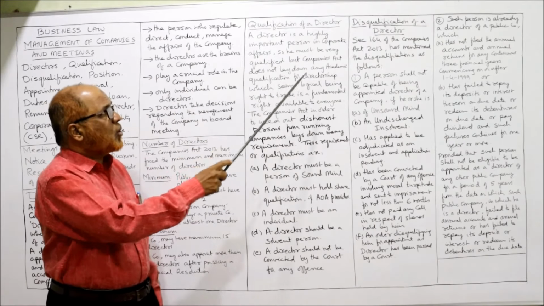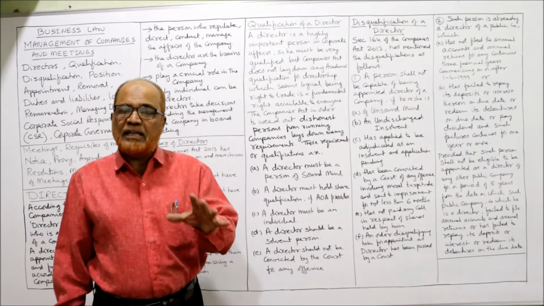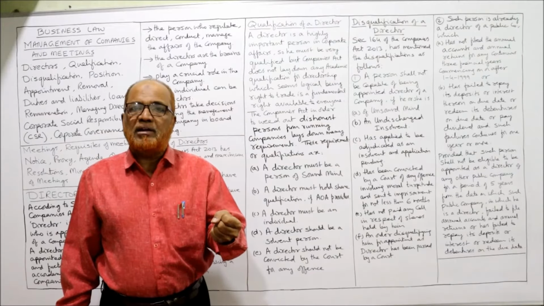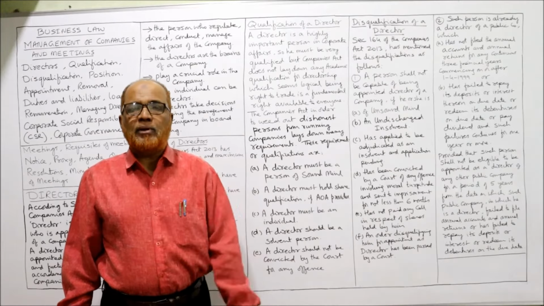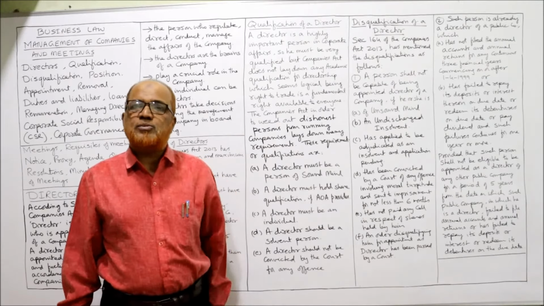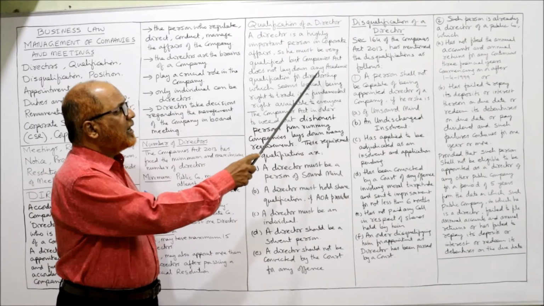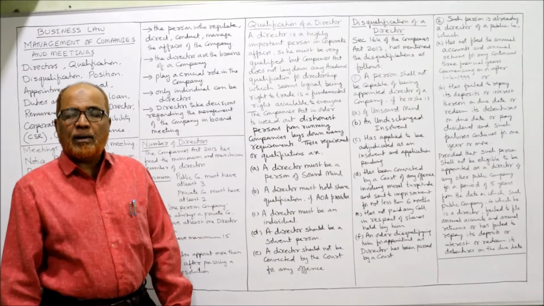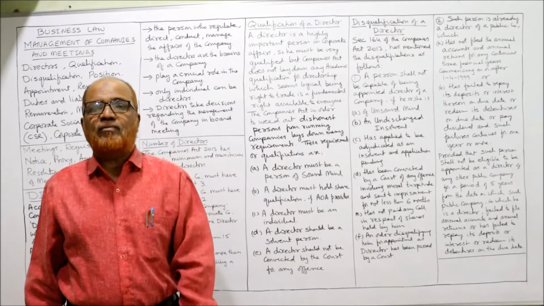A director is a highly important person in the corporate affairs. So he must be very qualified. Qualified in the sense he must have the knowledge. He must have the experience. He must be sharp. Then only he will be able to justify his position. But unfortunately, the Companies Act does not lay down any academic qualification for directorship. The Companies Act has not specified what is the academic qualification for director.